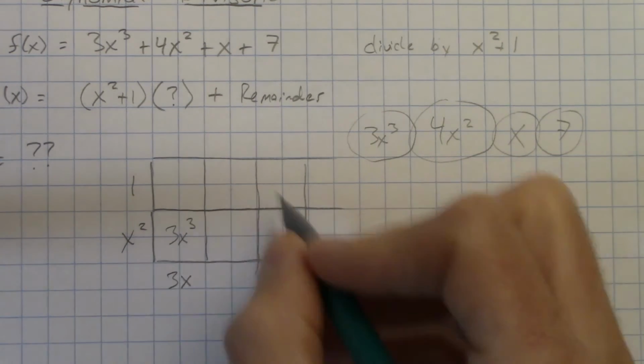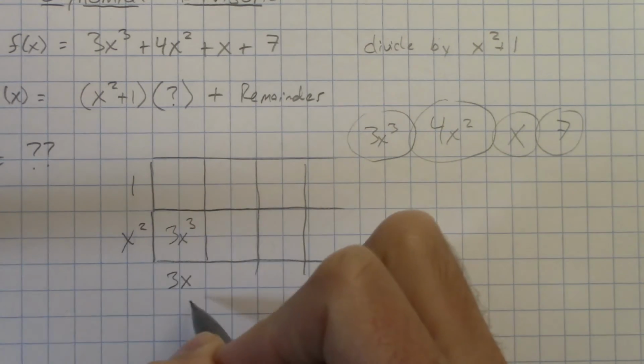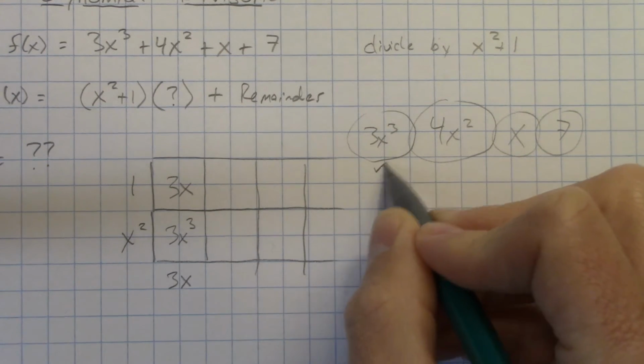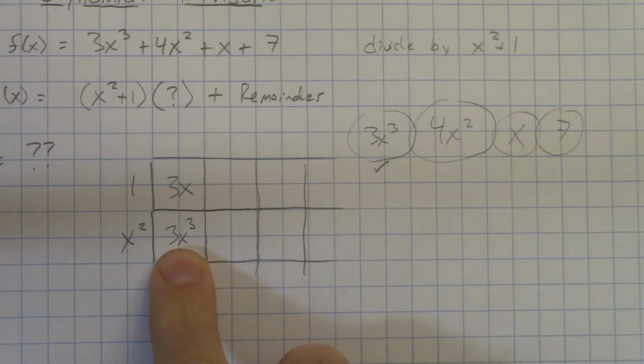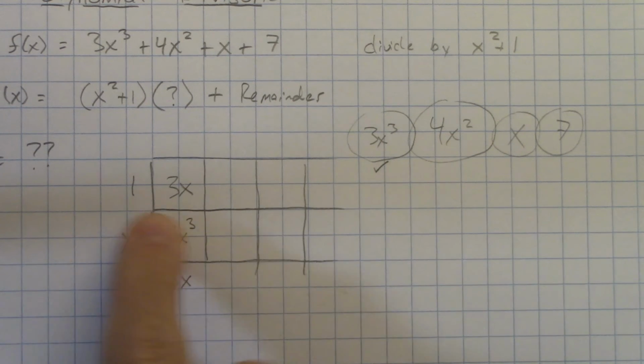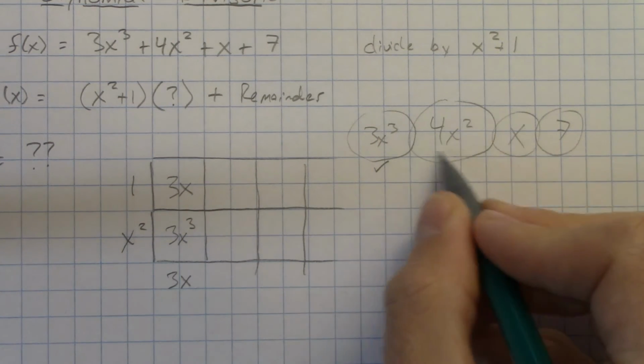Okay, and then part of this gets filled out automatically. If this is 3x, then 3x times 1 is 3x. That's here. All right, so we've taken care of this first term. We know we've satisfied 3x cubed. We've got 4x squared. And I've already got a 3x term, so it gets a little bit messy, but I still need to get this. I can't just skip over that. I need the 4x squared.